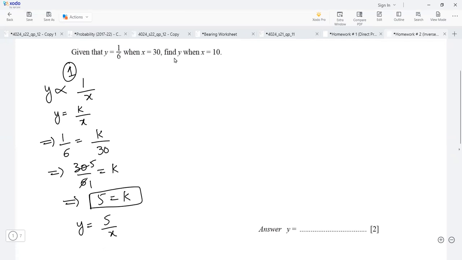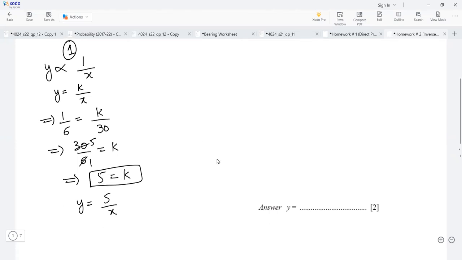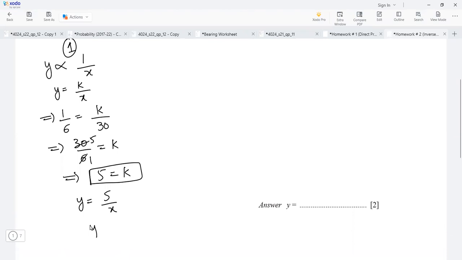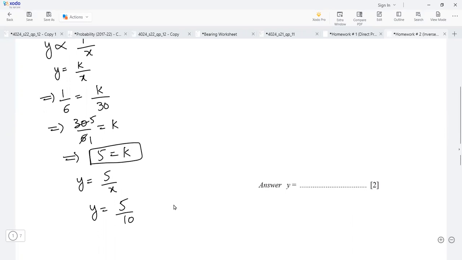In the next step, we have to find y. We write y as it is, where x equals 10. Replace the value of x with 10. So 5 over 10, and we can simplify it: 5 times 2 is 10, so it is 1 over 2, or we can say 0.5. Both are the same thing, and because it's a Paper 1 question, there's no need to convert the fractions into decimal form. I hope you understand the first process.